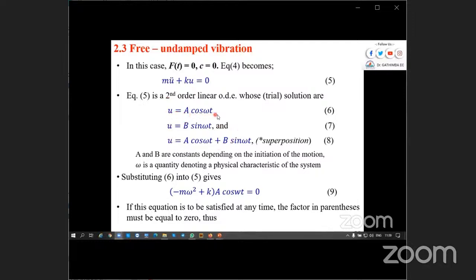One is when we have A cos omega t, B sin omega t, and also the superposition of the two. The coefficients A and B will depend on the initiation of motion. Omega, we call it, is a physical characteristic of the system. And what is this physical characteristic?